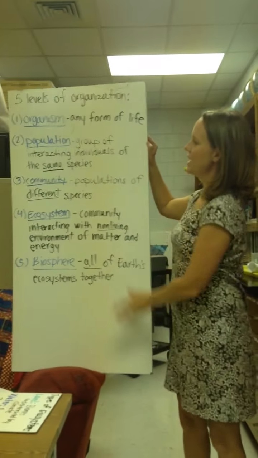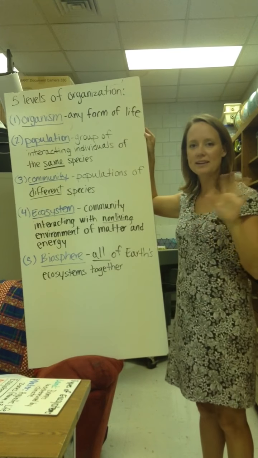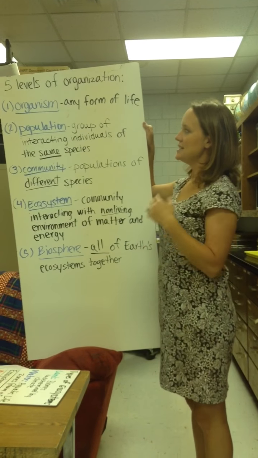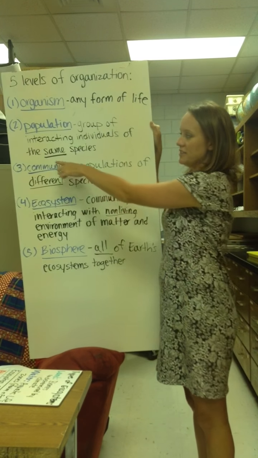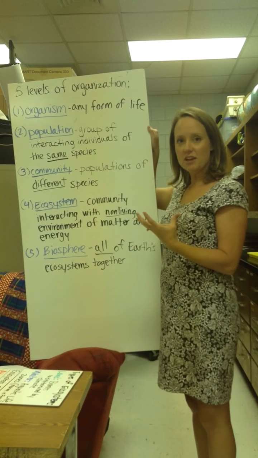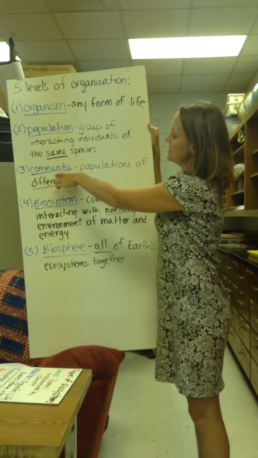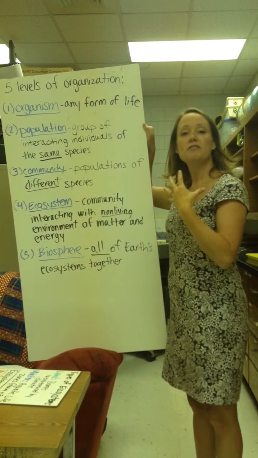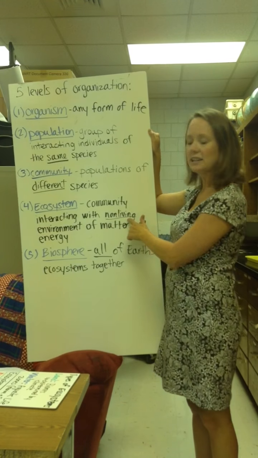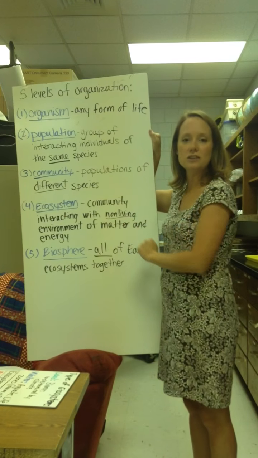All right. So at the smallest level is the organism. So any form of life, whether it's plant, animal, bacteria, a single organism. Anytime you have a group of organisms of the same species, we refer to that as a population. If you have populations of different species living and interacting together in the same area, that is a community. When you have these living communities of different species that are also interacting with their non-living environment, and non-living would be matter and energy, that is known as the ecosystem.